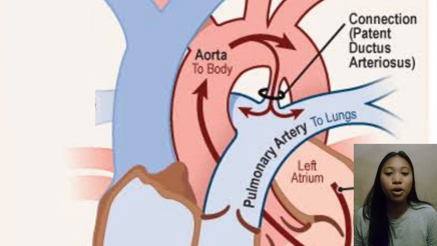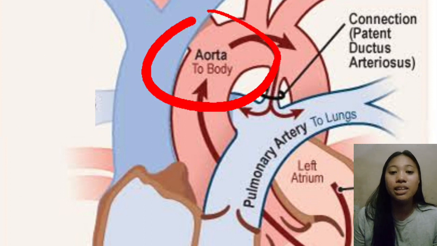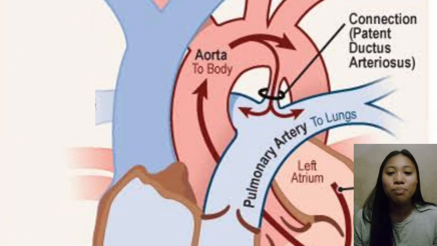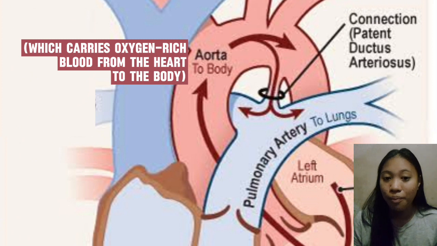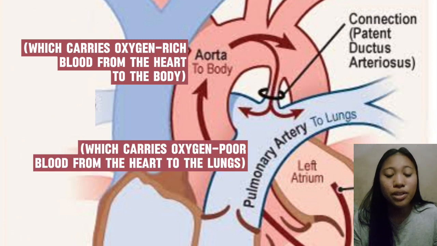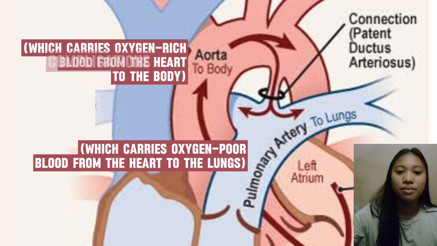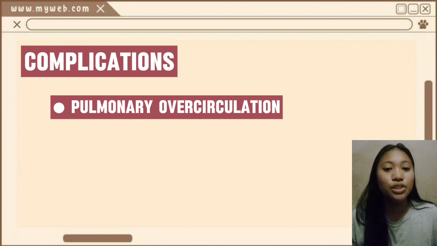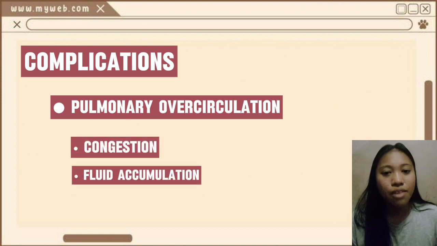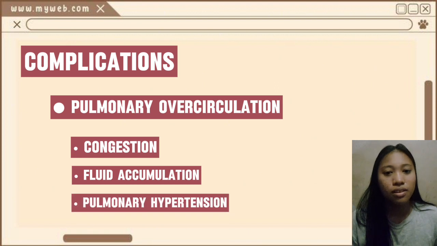PDA results in abnormal blood flow between the aorta and the pulmonary artery. It allows blood to flow from the aorta, which carries oxygen-rich blood from the heart to the body, into the pulmonary artery, which carries oxygen-poor blood from the heart to the lungs. This results in excess blood flow to the lungs and can lead to complications, such as pulmonary overcirculation. The increased blood flow to the lungs can lead to congestion, fluid accumulation, and eventually pulmonary hypertension. It is a high blood pressure in the lungs.